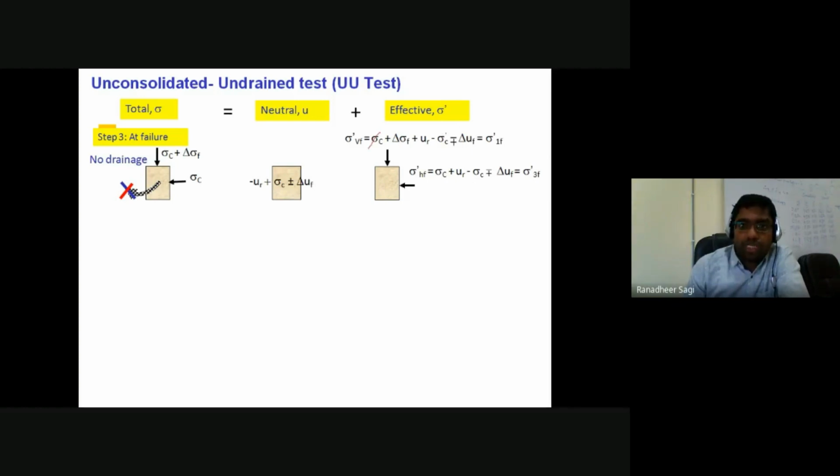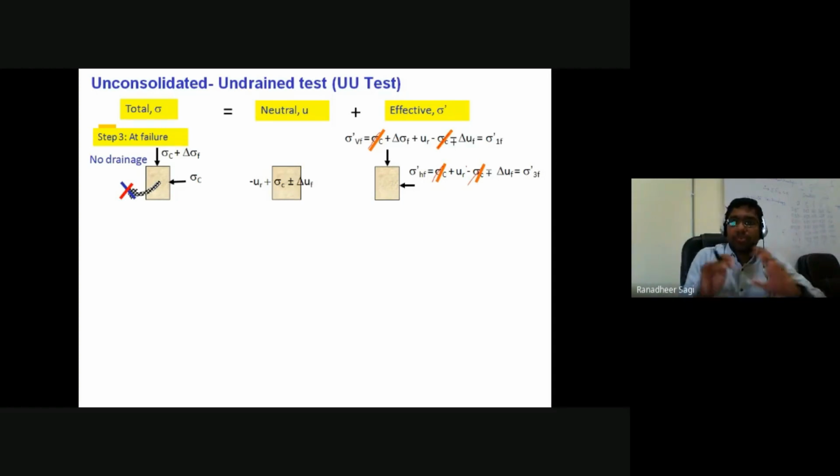If we go on to understand, in the vertical direction, sigma C is getting cancelled. Even in the horizontal direction also, sigma C is getting cancelled. And what we certainly understand from the discussion is, whenever you are talking with regard to the effective state of stress acting on the soil sample, the effective state of stress in the case of UU test is independent of your applied confining pressure.